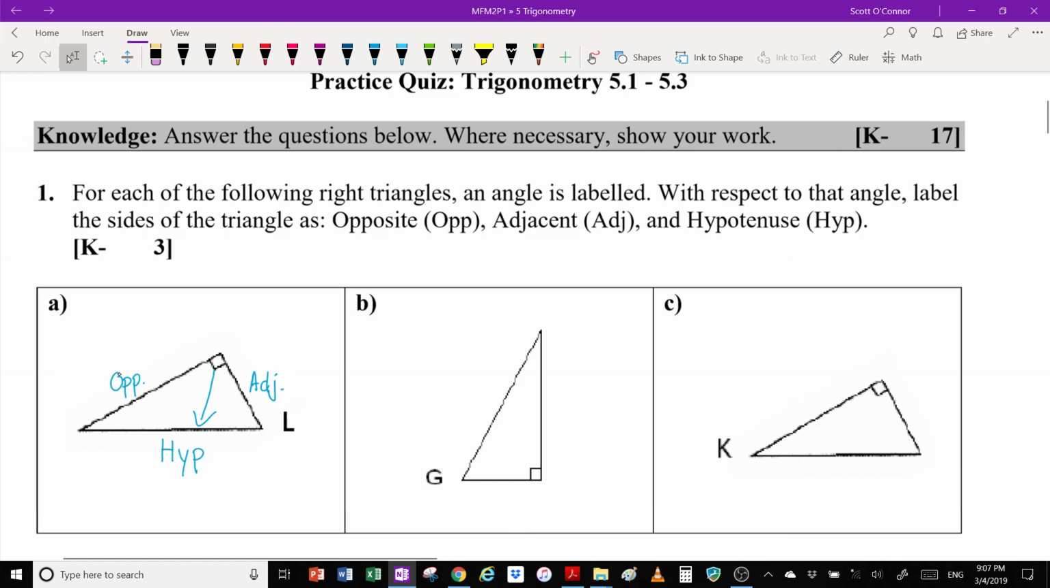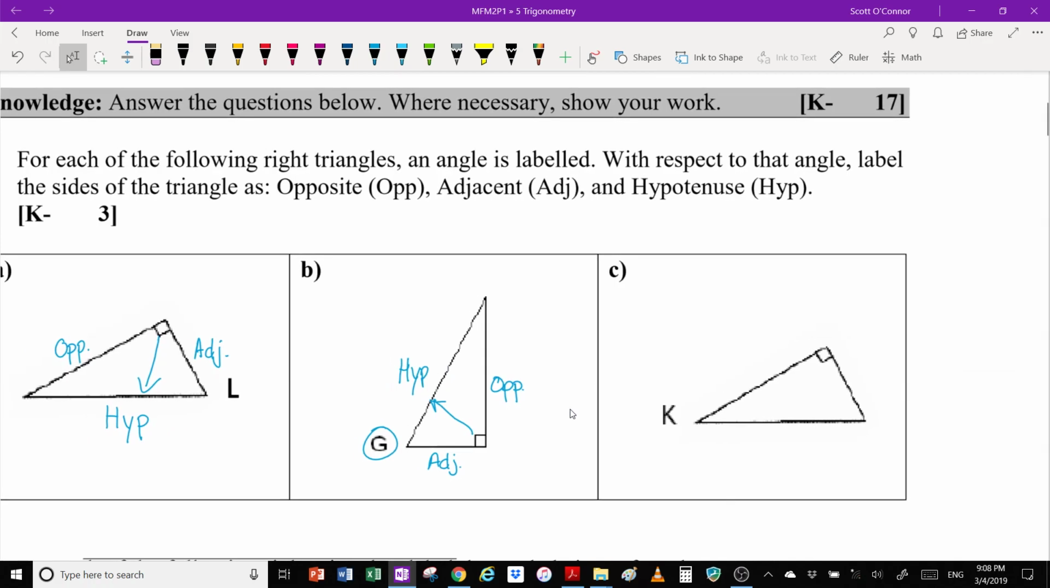If I look here at the angle G, again, I'm going to identify the hypotenuse first because that never changes. That is the side that is opposite the right angle. And then I'm going to do the adjacent. That's the side that's not the hypotenuse, that's next to G, so I'm going to put here ADJ, and then the opposite, which is the side that is furthest away from the angle that's being referred to. In that case, it's over here, opposite.